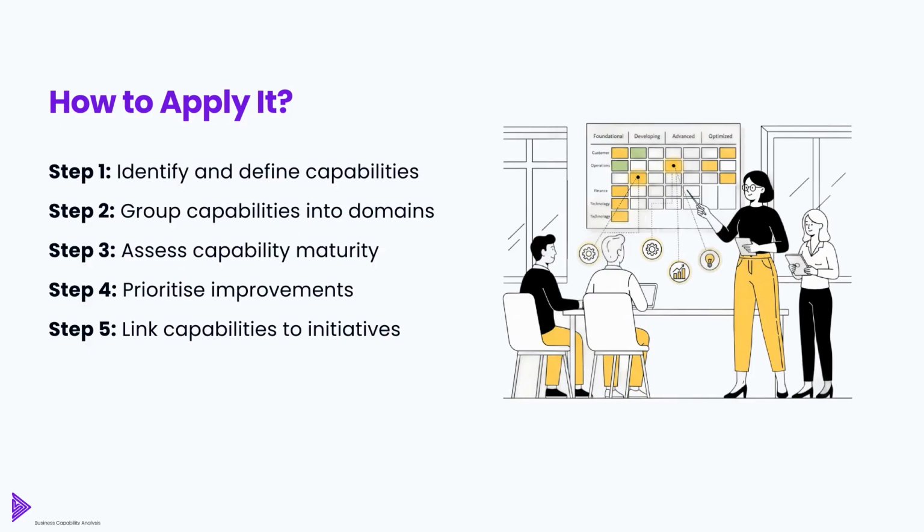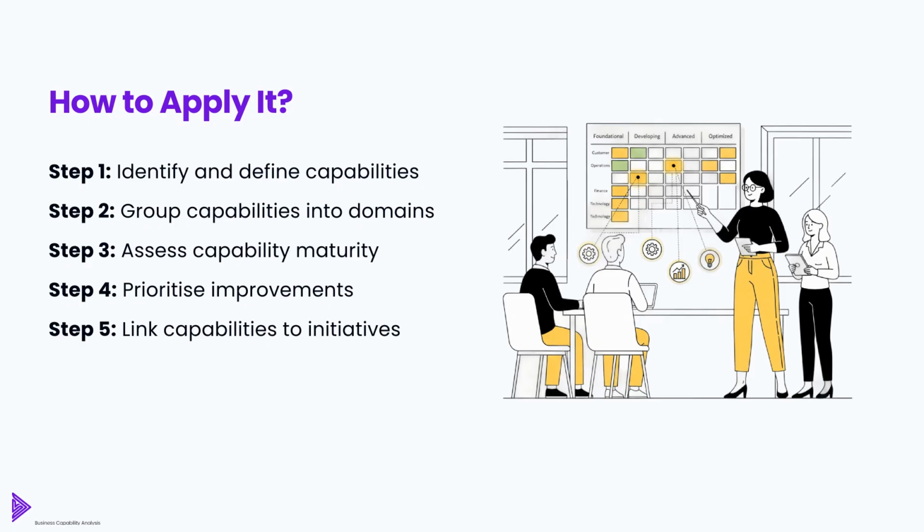Step 2. Group capabilities into domains. Cluster them into logical areas such as customer, finance, operations, or technology. This structure helps leaders understand the landscape. Step 3. Assess capability performance or maturity. Look at how well each capability is performing today. This is where evidence and stakeholder input are essential.